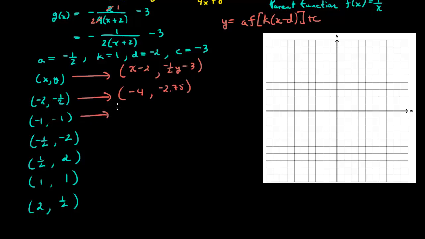And then this coordinate transforms to, well, I've got -1 minus 2, which is minus 3. And then I'll have minus a half times -1, which is positive 0.5. Positive 0.5 minus 3 is going to be negative 2.5. I also have negative a half minus 2, which is minus 2.5. And then I've got negative a half times negative 2, which is positive 1. Positive 1 minus 3 is minus 2.